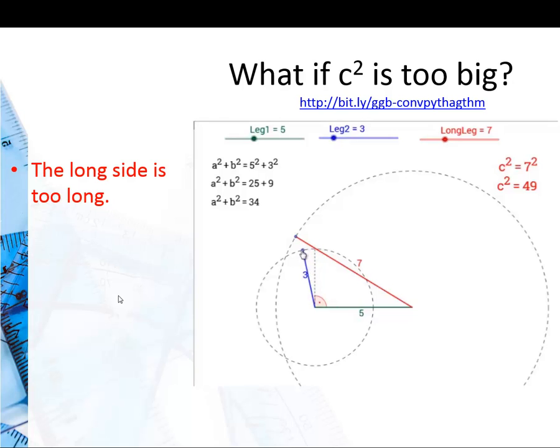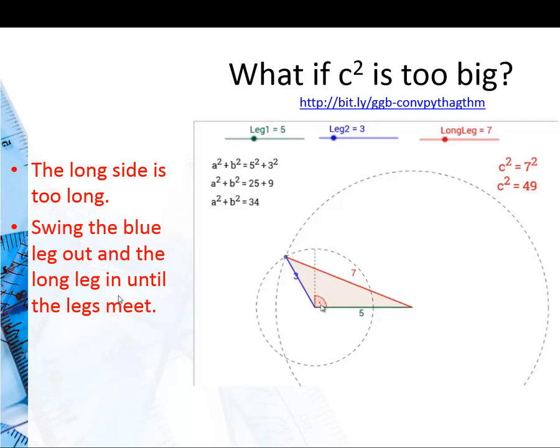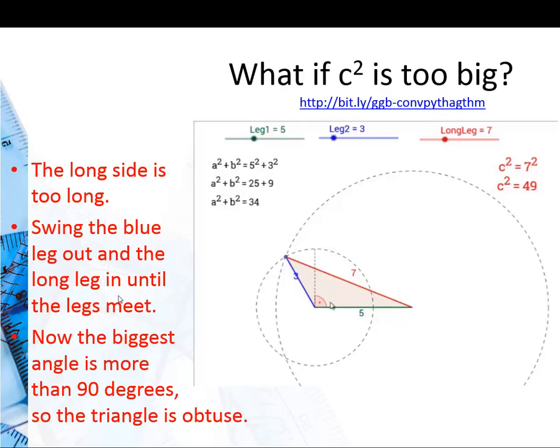So I need to swing out this leg of length 3, and I can keep trying to get it closer and closer together. You can probably tell by using the circles, which are kind of like a compass, where they're actually going to meet. So now I had to swing out one of the legs and then swing down the long leg. Because I swung out the leg, and that was originally a 90-degree angle there, my angle, the biggest angle in this triangle, is now obtuse. So if the biggest angle is obtuse, that means the triangle's obtuse. So if c squared is too big, the triangle is obtuse.